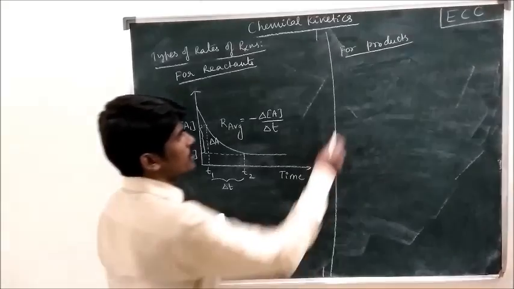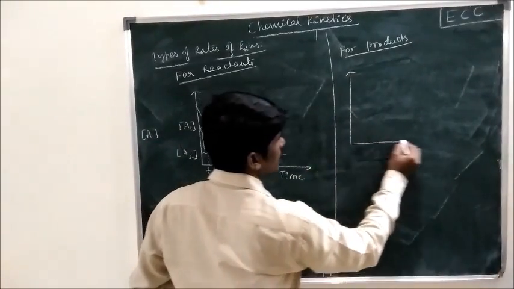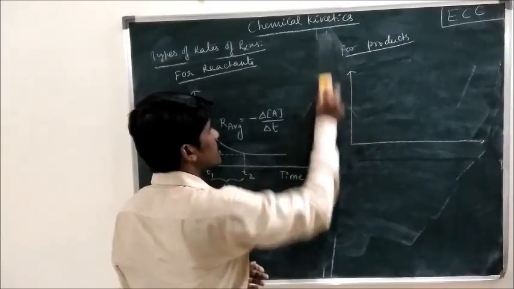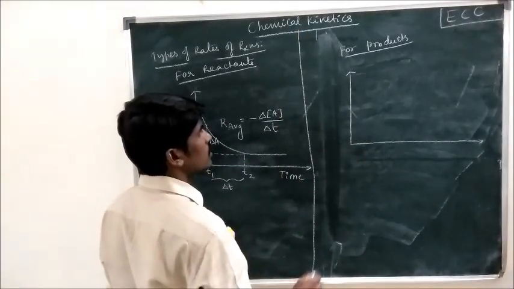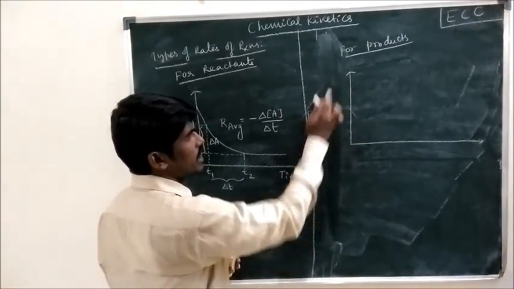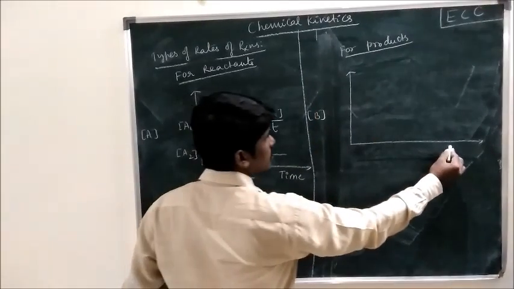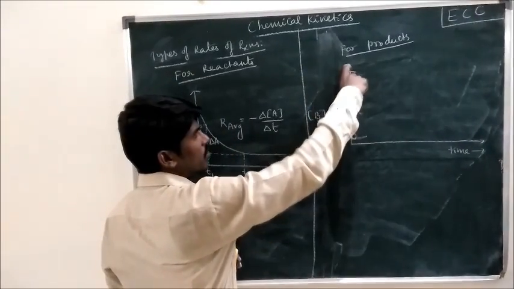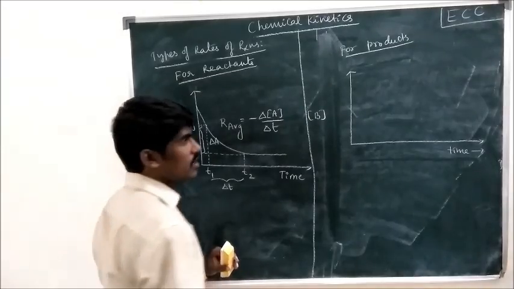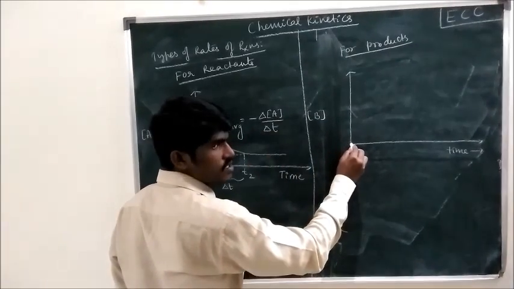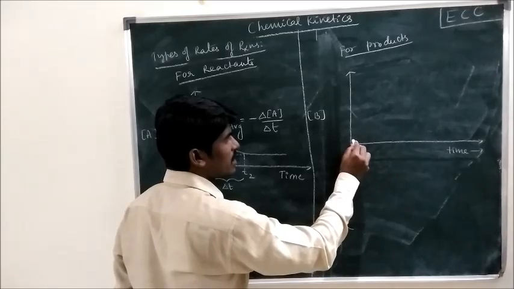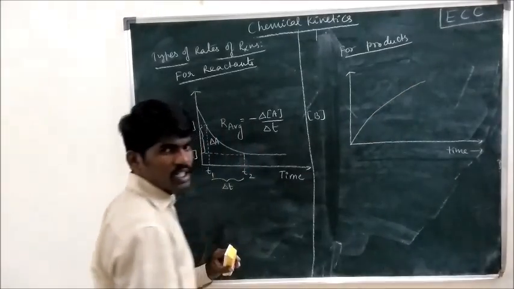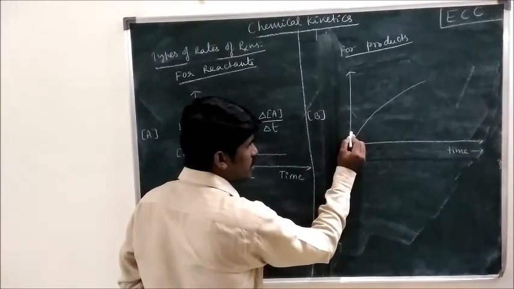When it comes to products, how do we draw the rate of reaction graph? Let us take a look. Concentration of B is taken on the y-axis, time on the x-axis. That is product concentration. Initially product concentration is very less, or you can take it as 0. As the reaction proceeds and time goes on, product concentration slowly increases.